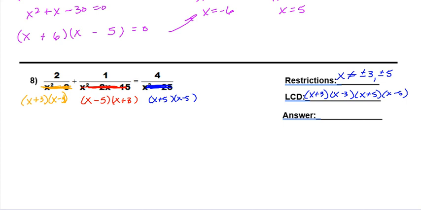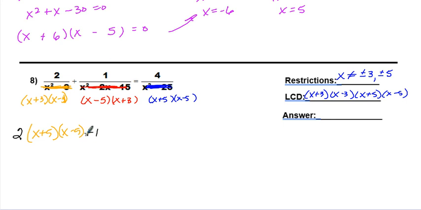So now let's make sure that we can bring everybody up to speed. Instead of cramming that up here, I'm just going to rewrite these down here. So originally I had a 2, and to bring the orange up to speed, I would need to multiply by x plus 5, x minus 5. That's what the orange is missing.